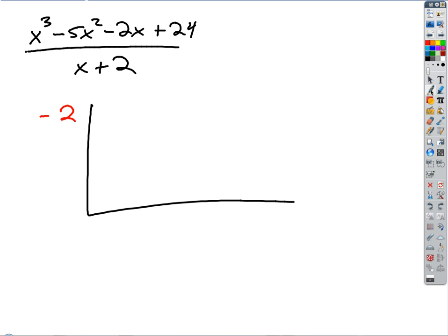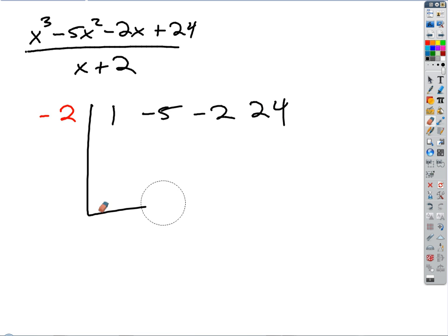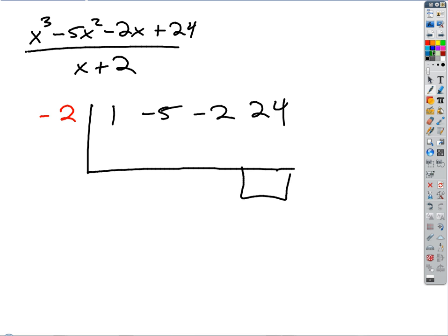Okay, so what are my coefficients? 1, -5, -2, and 4. Okay, we'll probably need that whole thing. So, let's see, if I bring down the 1, times -2 is -2. What do I get here? -7. Okay. 14. 12, -24, and that's 0. Okay, so if the remainder is 0, do I even have to write the fraction part?